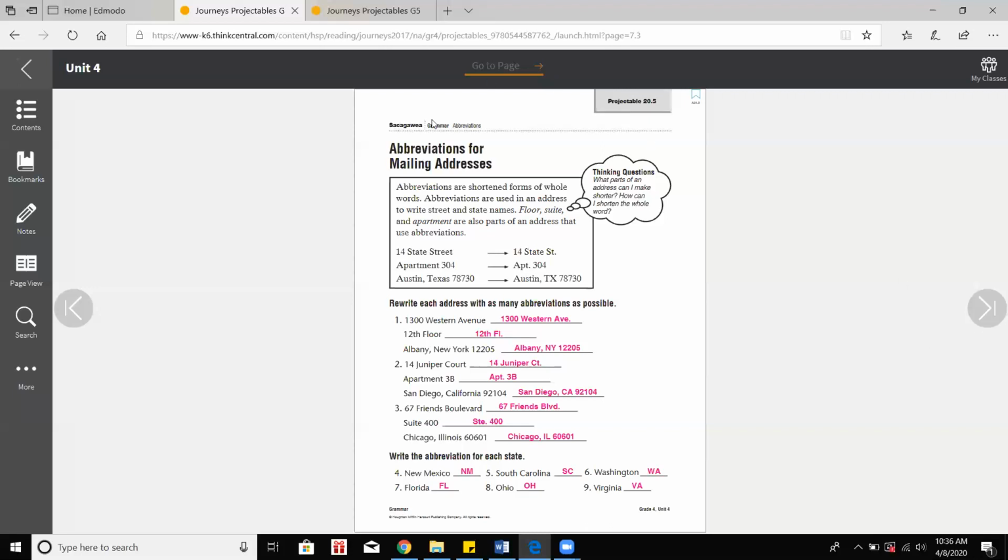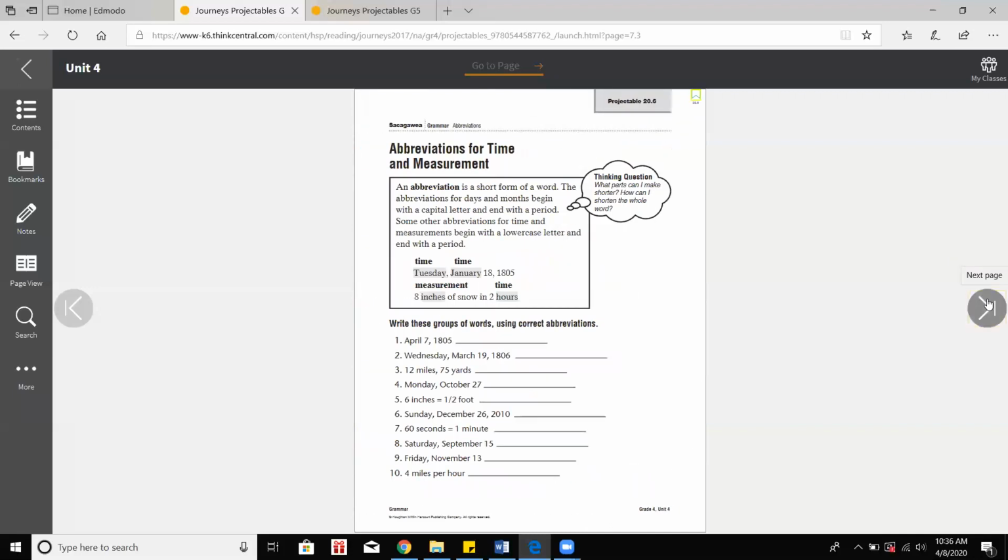Okay? So that's it for abbreviations for mailing addresses. Now we have the last one, which is abbreviations for time and measurement. Very useful, especially if you're doing science experiments and math exercises, and you want to record your data. Instead of writing the full word to save time, you can abbreviate the words themselves, the unit of measurement.